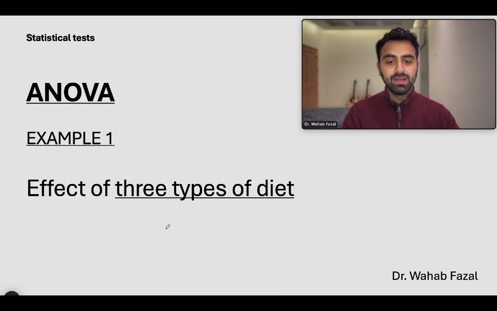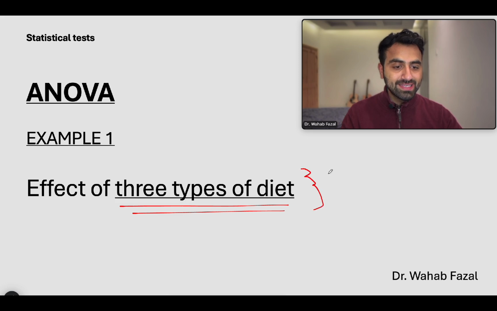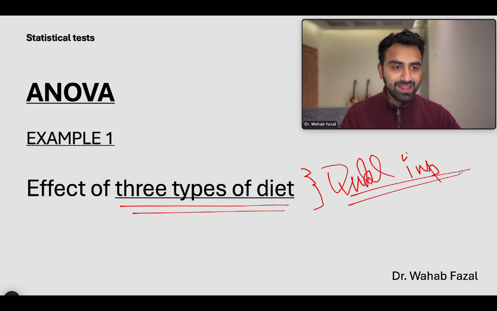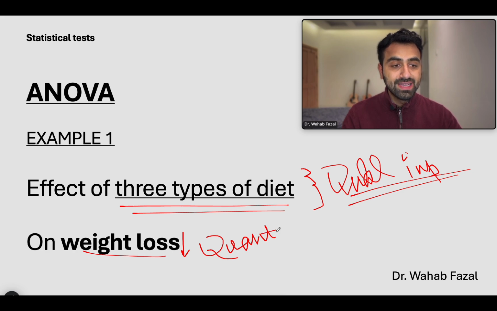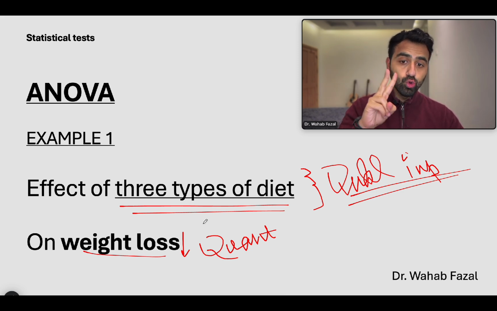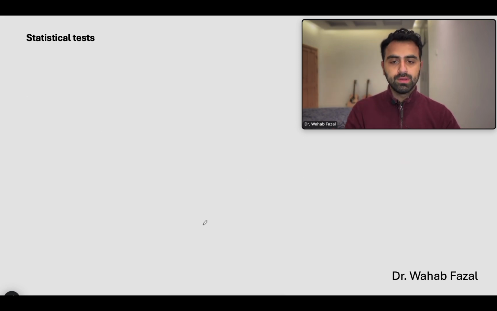Let's take an example. So the effects of 3 different types of diet. So again, this is a qualitative input. Remember, both T-test and ANOVA have qualitative input. And a quantitative outcome, weight loss. The amount of decrease in weight is again you can measure the amount of decrease somebody has in their weight. That is a quantitative output. But the difference between ANOVA and T-test is T is for 2 groups. ANOVA is for 3 or more.